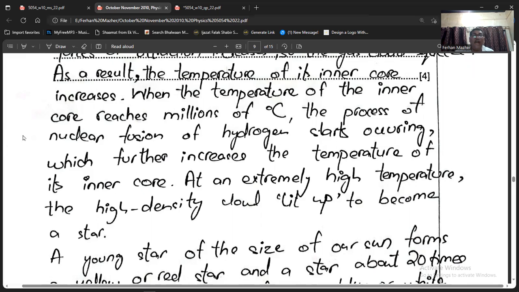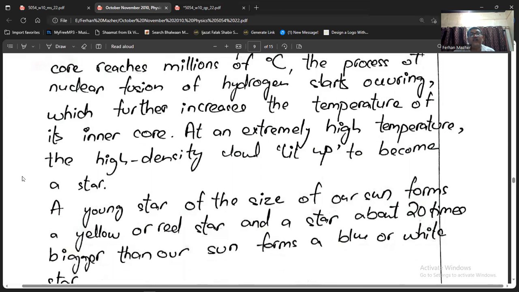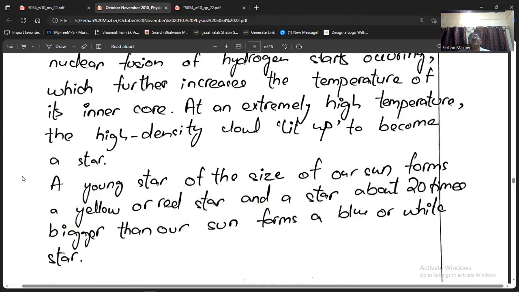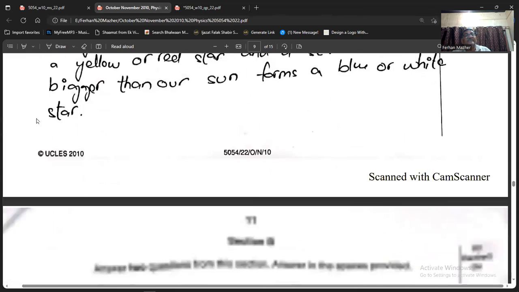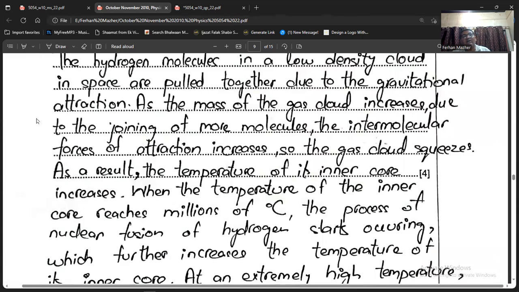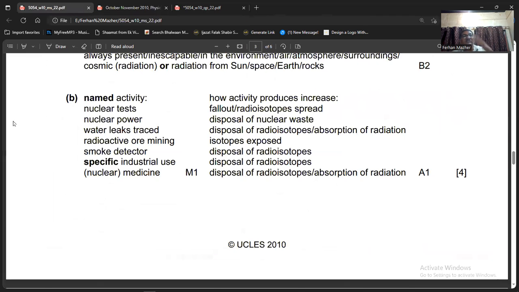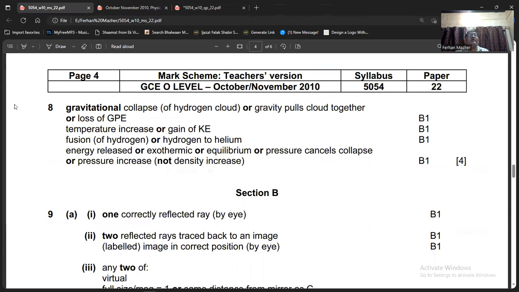core. At an extremely high temperature, the cloud lights up to become a star. A young star of the size of our sun forms a yellow or red star, and a star about 20 times bigger than our sun forms a blue or white star. So this answer is a little longer. You can still squeeze this answer. You can reduce this answer.